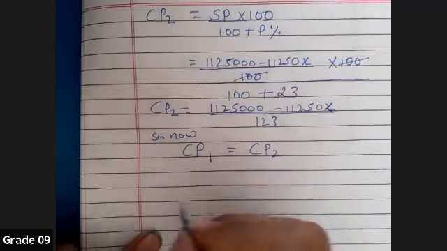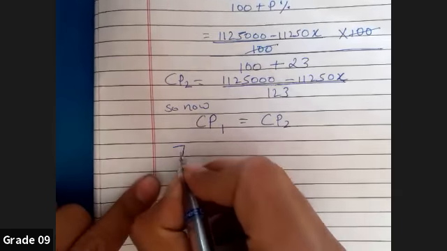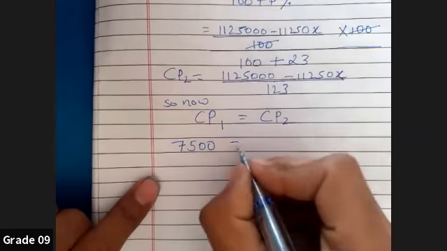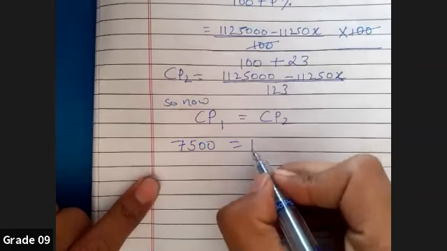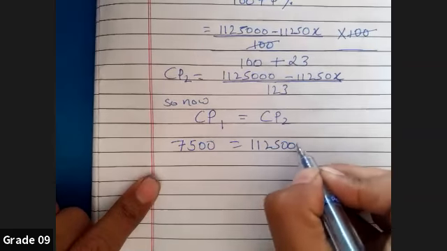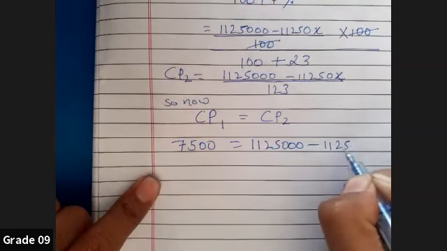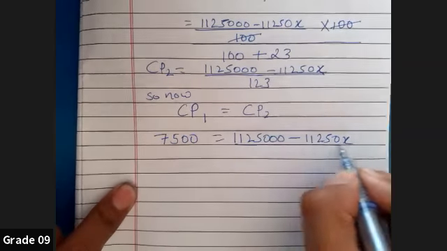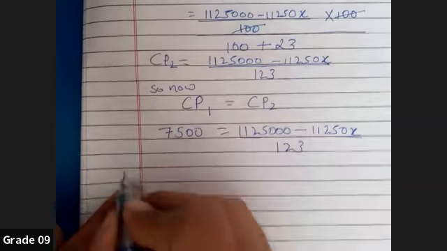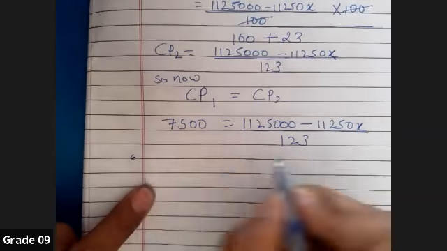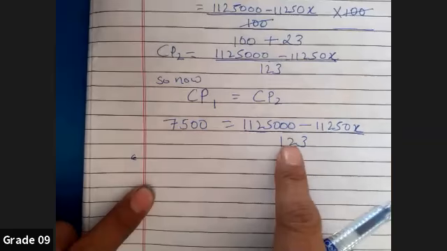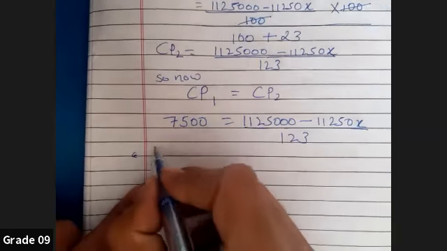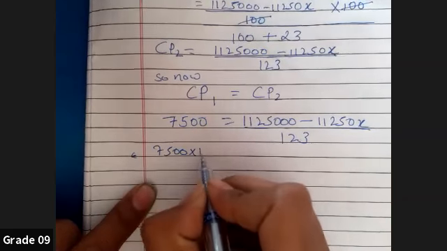What was our cost price in case one? It was 7500, isn't it? And in case two we have found this one. So in this way we have the advantage of one equation. Now one of you please help me. You have to multiply 7500 into 123, because this will be cross multiplied. Can you tell me what it comes to? 75 into 123.